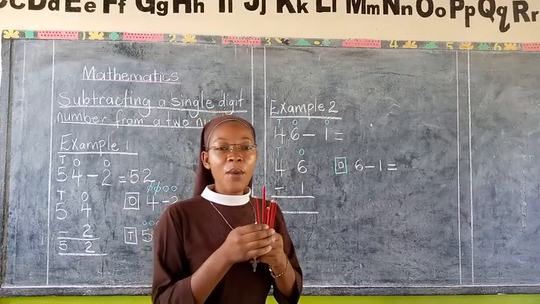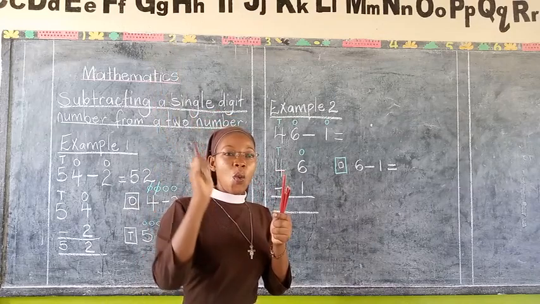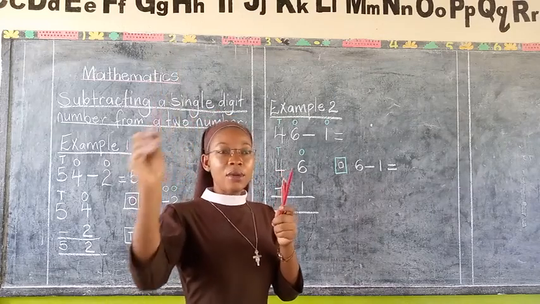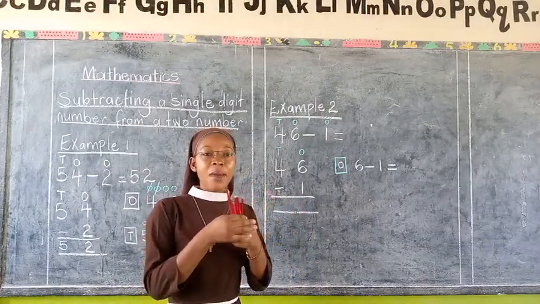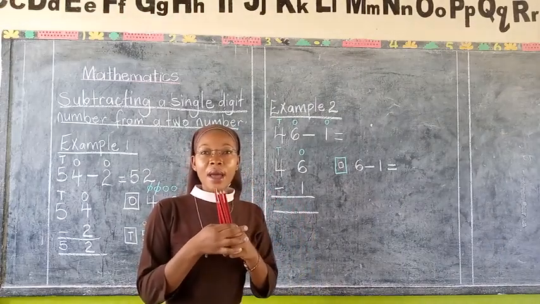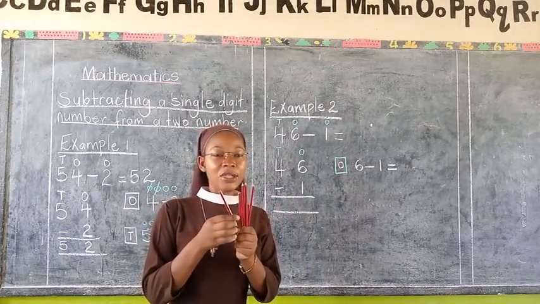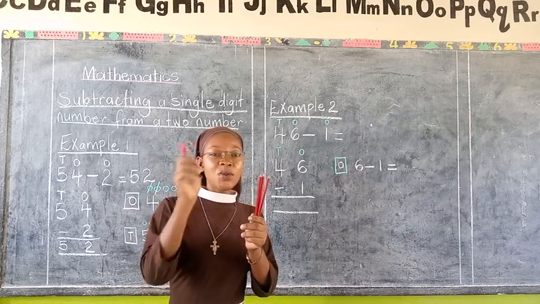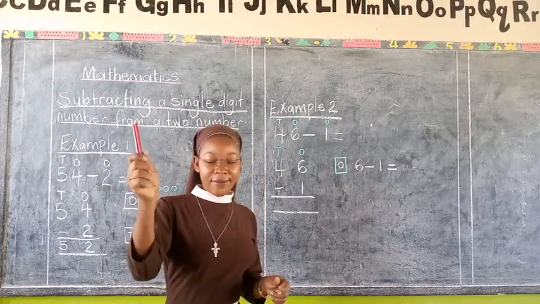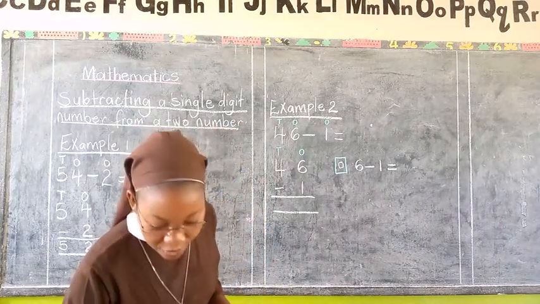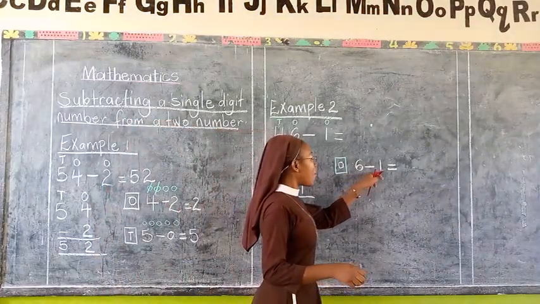Can you take away 1 counter from your counters? So I shall put the 1 counter down. You also put your counter down. How many counters are you remaining with? Let's count together with the teacher. 1, 2, 3, 4, 5. I have remained with 5 counters, meaning 6 take away 1.